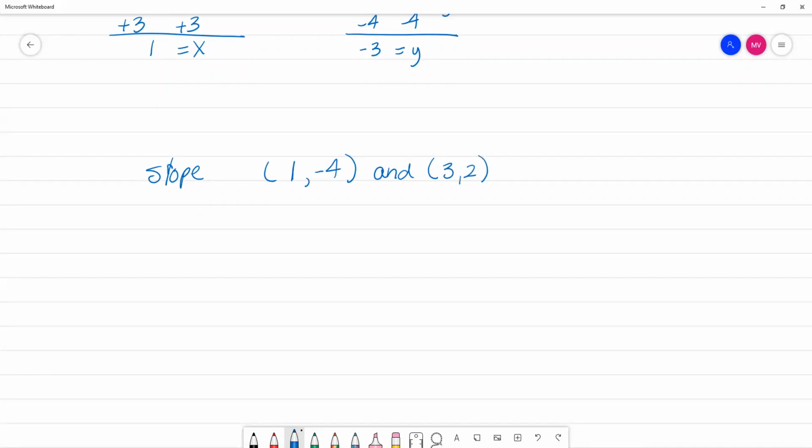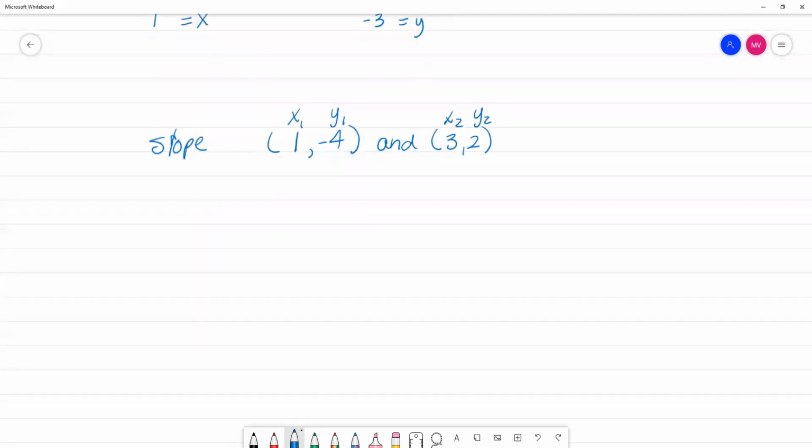Okay, so x1, y1, x2, y2. Oh, yeah. I helped my daughter with this with her 7th grade stuff. So you've had it for a few years.